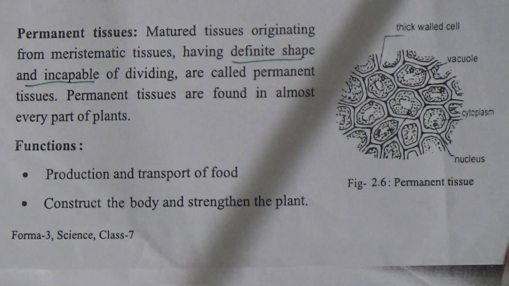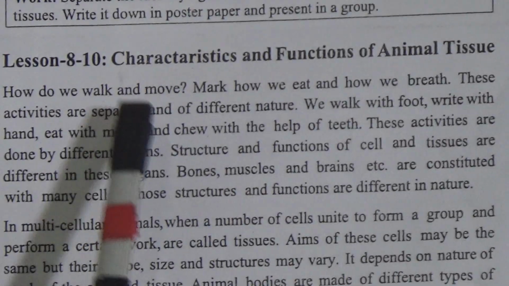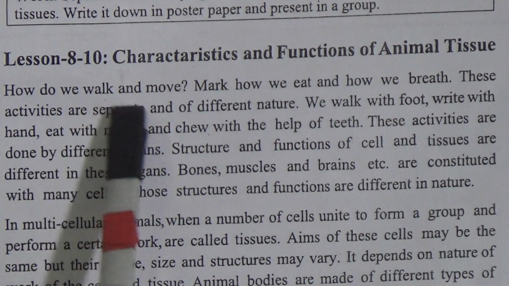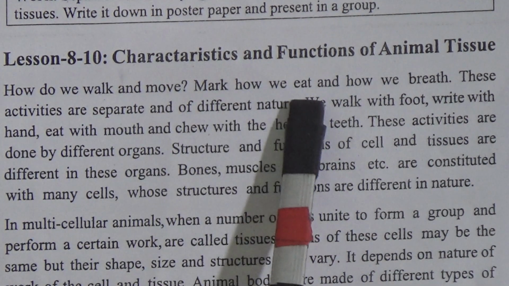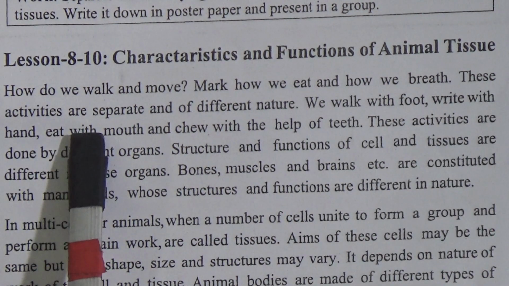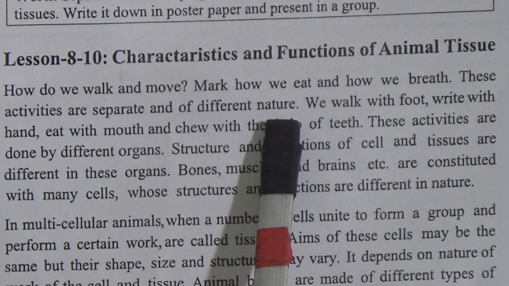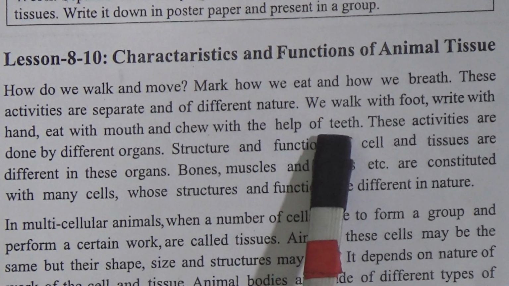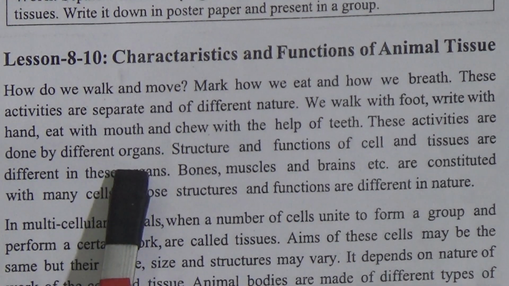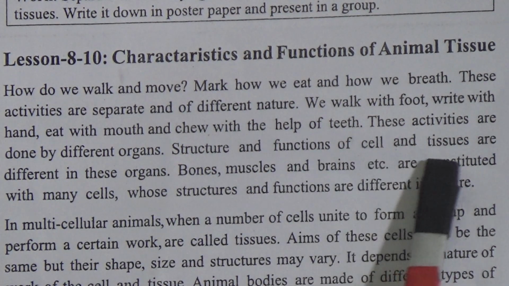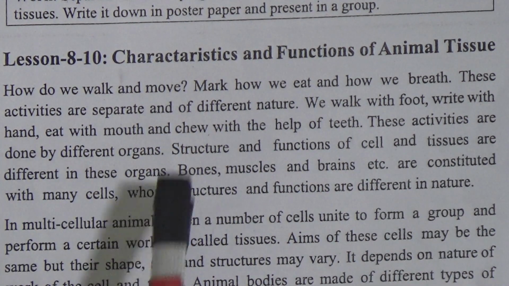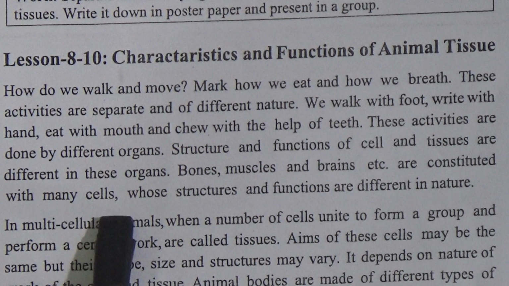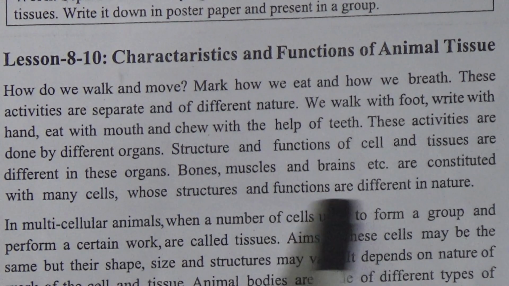Now come to here students, this is page number 18, lesson 8 and 10, characteristics and functions of animal tissue. How do we walk and move? Mark how we eat and how we breathe. These activities are separated and of different nature. We walk with foot, write with hand, eat with mouth and chew with the help of teeth. These activities are done by different organs. Structure and function of cells and tissues are different in these organs. Bones, muscles and brains, etc. are constituted with many cells whose structures and functions are different in nature.